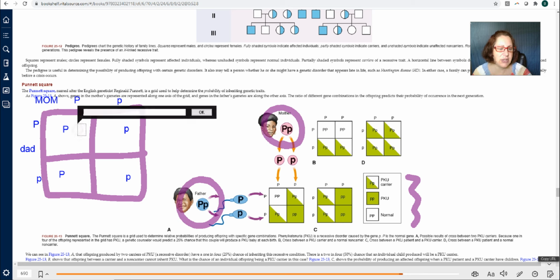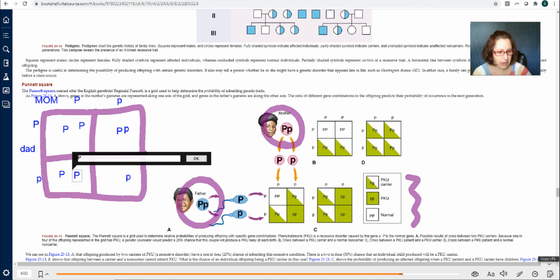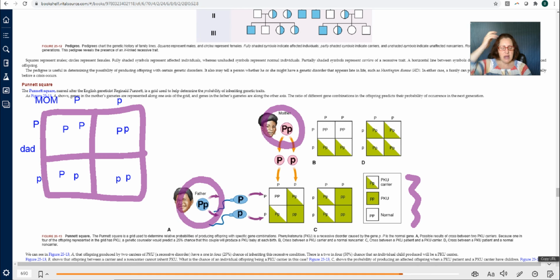So again, I'm going to put an uppercase P here for dad and an uppercase P here for dad. Then I'm going to put a lowercase p here and a lowercase p here for dad. These are the four combinations that these two parents can make when they make a baby. Each box is a 25% chance of that baby being born. 25% chance in each of those boxes.